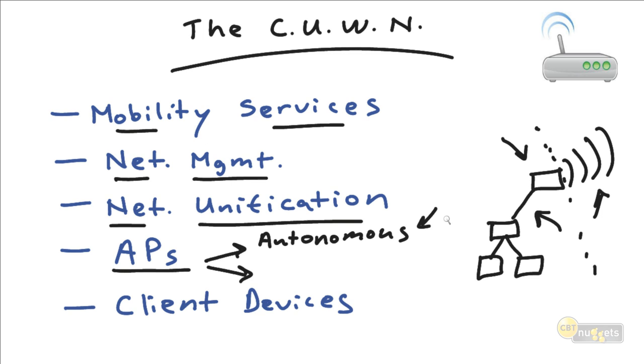And then, of course, the last area is our client devices. Sure, we need to make sure that the devices out there that our individuals want to use to access our wireless infrastructure, we need to make sure those devices are going to work properly.